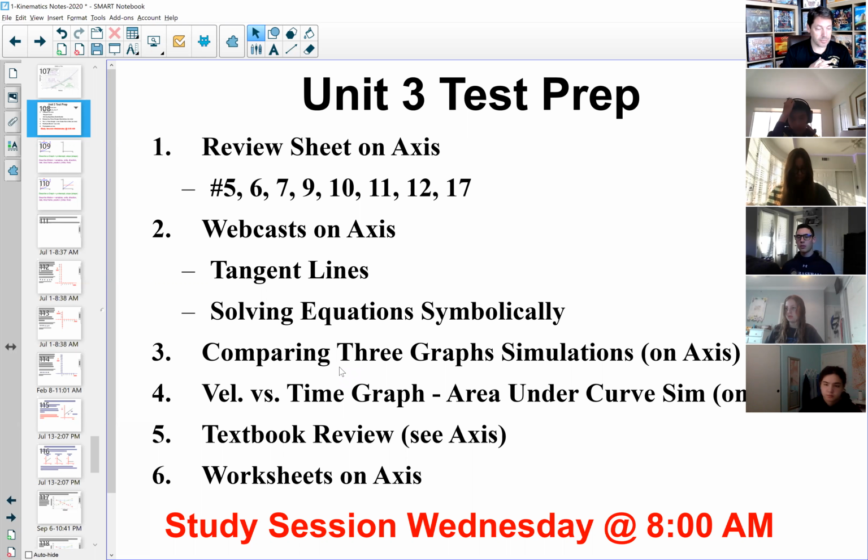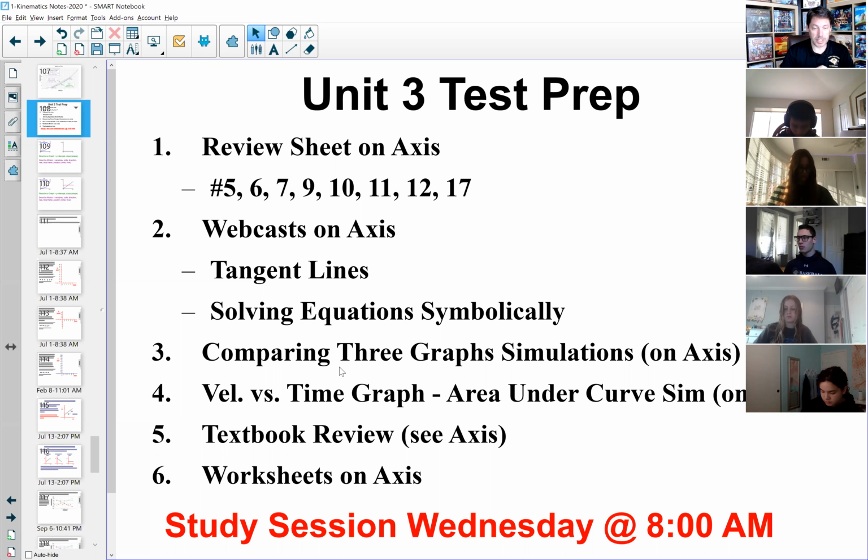Underneath that, there's a velocity versus time graph area under the curve simulation. And that's also another one where if you're still struggling with how that area under the curve helps you understand displacement or helps you determine displacement, that simulation could be very valuable as well. And then at the top of that page on Axis, you can see what I recommend from the textbook, all the pages you could read, all the questions I suggest. That's also on Axis. And then there are 3 worksheets that I've used some years. This year we didn't, just for the sake of time and using other resources this year.